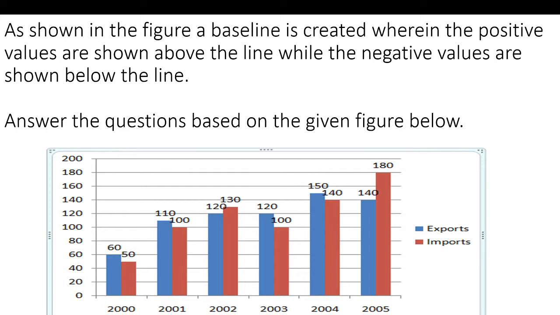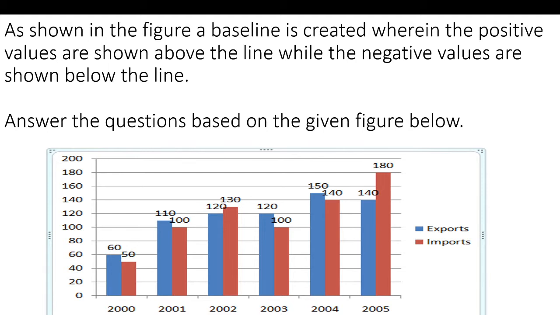As shown in the figure, a baseline is created wherein the positive values are shown above the line, while the negative values are shown below the line, right? So there are two things: one is the positive and the other one is the negative.